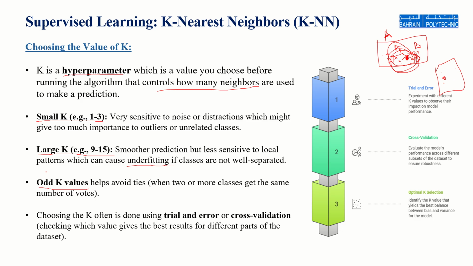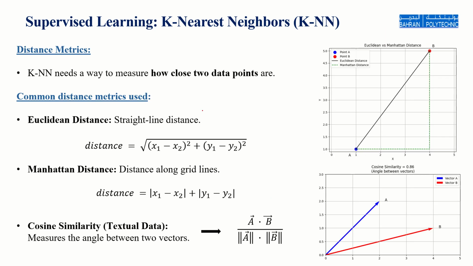So that's why we go for the odd values and not even values. Now another one which you have to keep in mind is that in many cases we will go for the trial and error method, or we will also learn about something called cross validation, which will help you to identify the k. So these are all the various methods for identifying the k values.